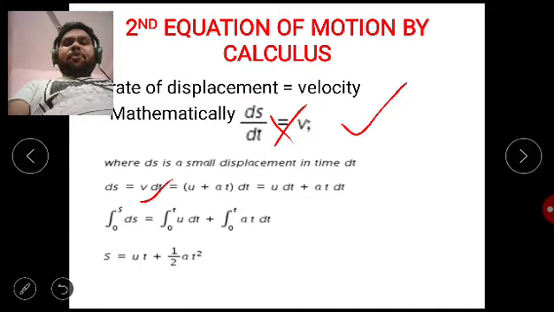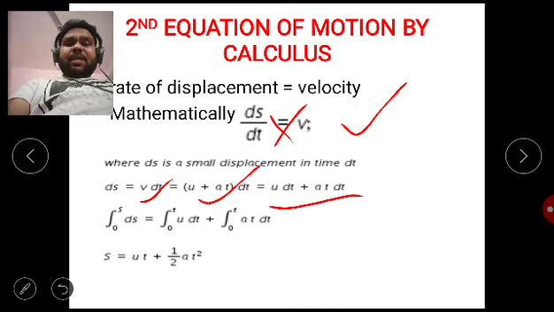We have already proved that v is equal to u plus at. This is the first equation of motion. Put v is equal to u plus at in the equation ds is equal to v dt. You will get ds is equal to (u plus at) dt. By simplifying you will get ds is equal to u dt plus at dt. This is what you will get.